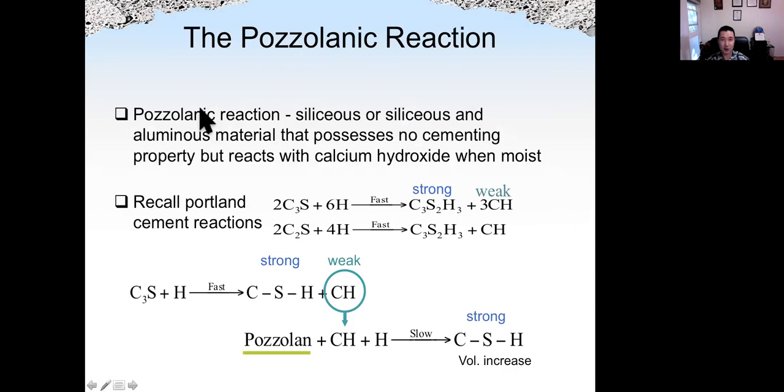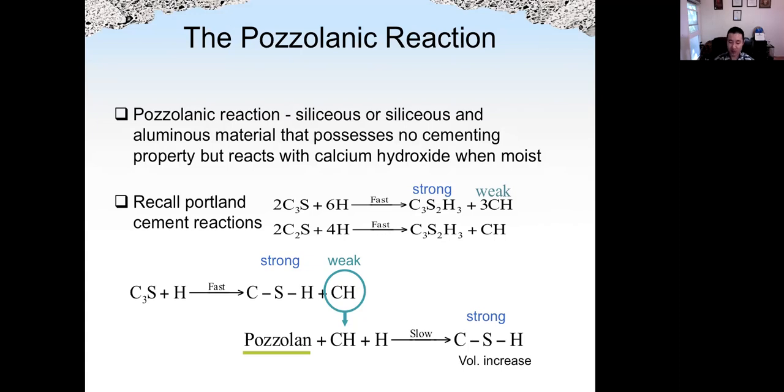Again, pozzolanic reaction involves siliceous and aluminous materials. By itself, it has no cementing properties, but when it reacts with calcium hydroxide together with water, it will generate CSH. This is the hydration product of C3S and C2S. So calcium hydroxide will combine with pozzolans together with moisture, and generate CSH again. This is the pozzolanic reaction.